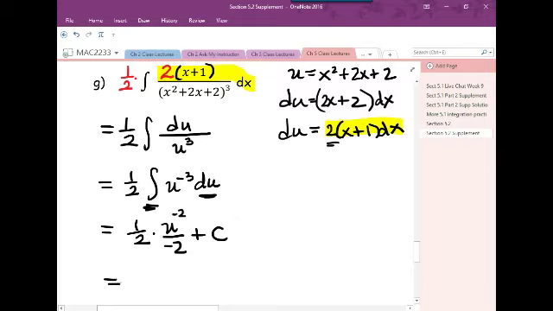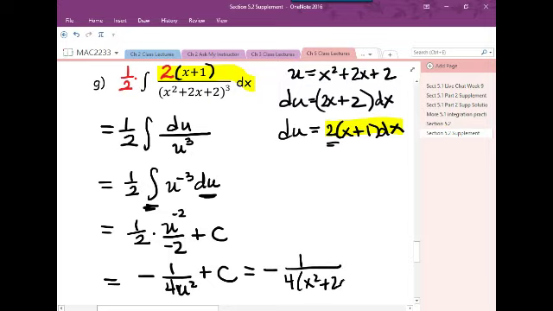All right, now let's go ahead and simplify a bit. So that's going to be negative 1 over 4u squared, if you multiply the 2 times the negative 2 and move the negative exponent down. I don't like to leave a negative exponent in my solution. And then we need to go back to the x's that we had to begin with. So this is going to be negative 1 over 4 times x squared plus 2x plus 2, to the second power, plus c.